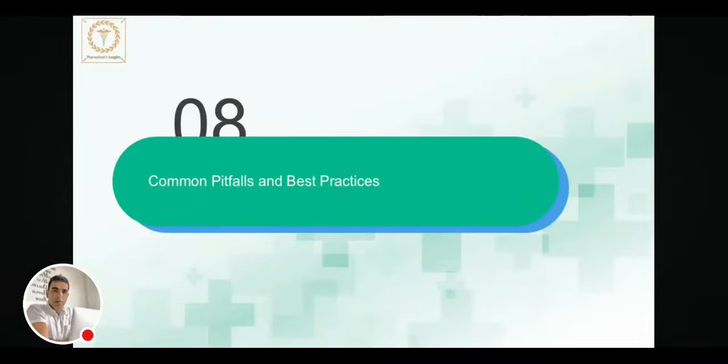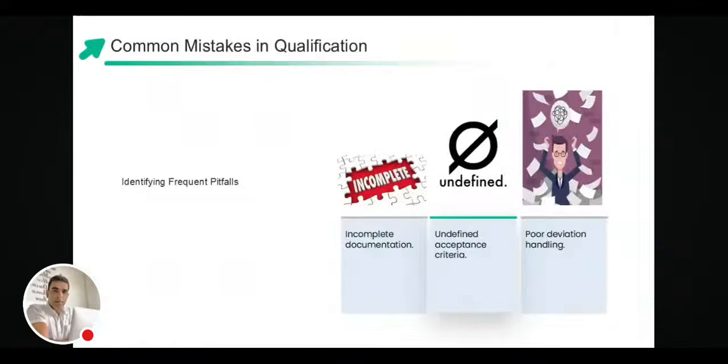Some of the most common pitfalls include: 1. Incomplete documentation. Issue: Failing to record key details such as test results, observations, and deviations can create major gaps during audits and compromise regulatory compliance. Solution: Ensure that every aspect of the qualification process is thoroughly documented, following the ALCOA Plus principles to maintain data integrity, traceability, and audit readiness.